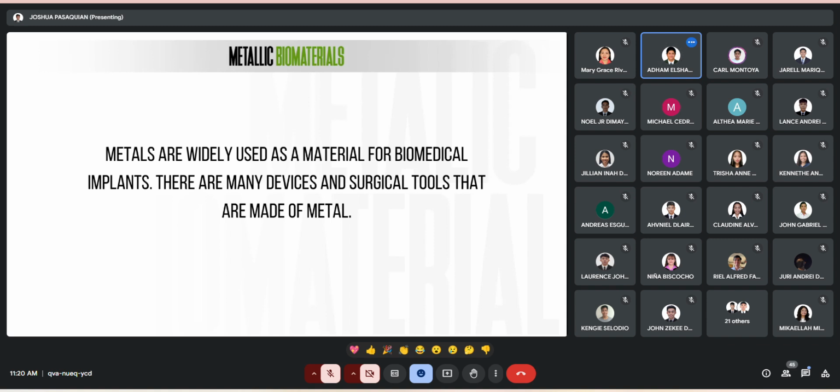Next slide, please. Metals that are used as a biomaterial should exhibit the following properties. Metal should have a high resistance to corrosion. Metal should be compatible to the body tissue. Metal should have high resistance to wear. Metals should have outstanding mechanical properties. Next slide, please.